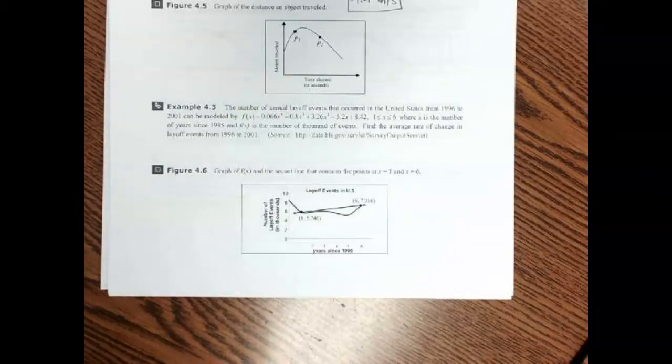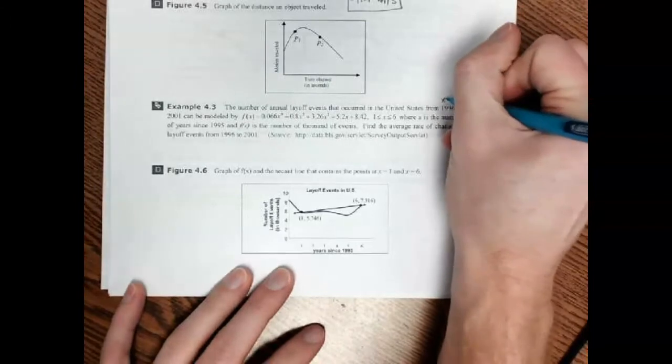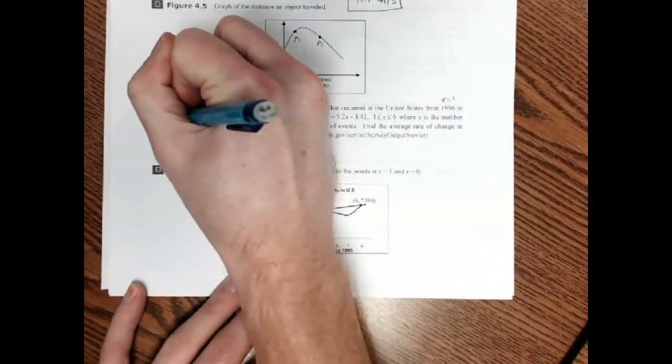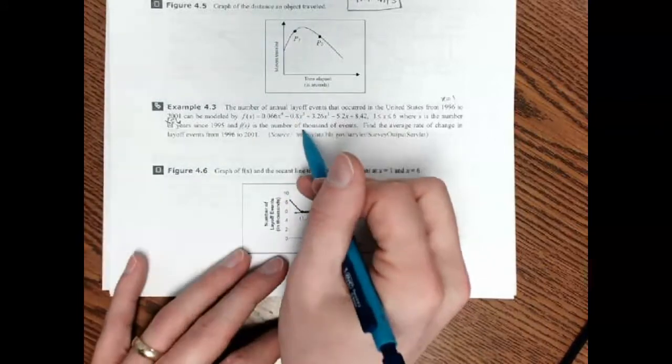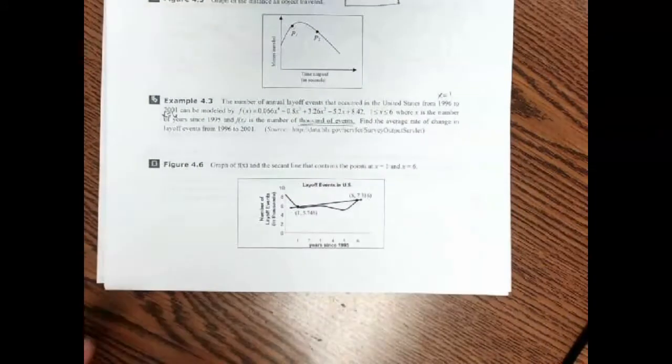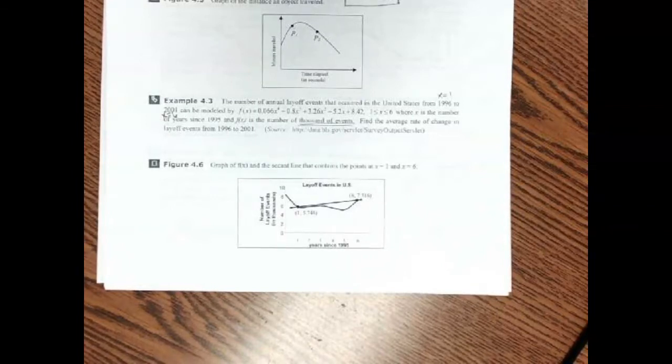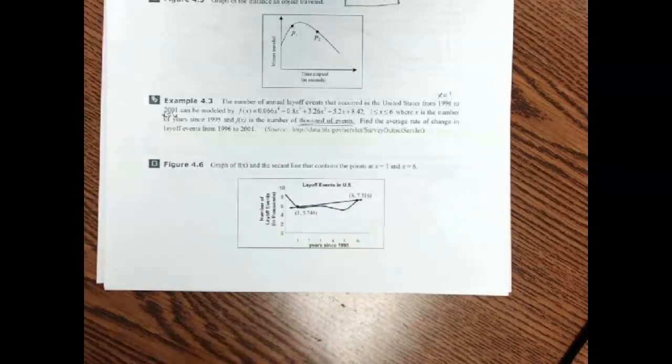So it looks like here, this is going to be x equals 1. This is going to be x equals 6. Very nice. Where x is the number of years since 95. Okay, cool. And f is the number of thousands of events. Oh my gosh. Okay, so if we get an answer that's 4, remember, it's really 4,000 events. So just always be careful for your units.